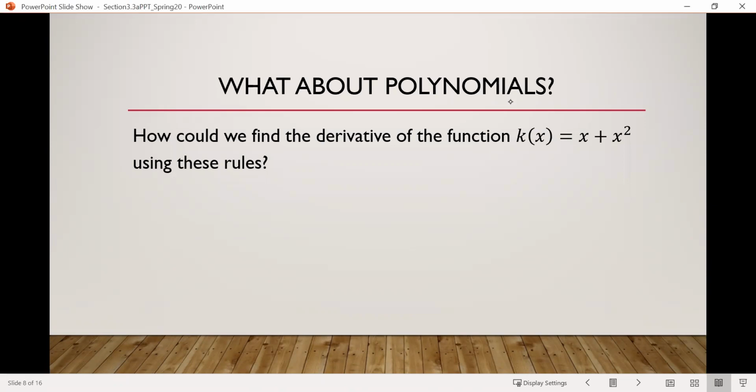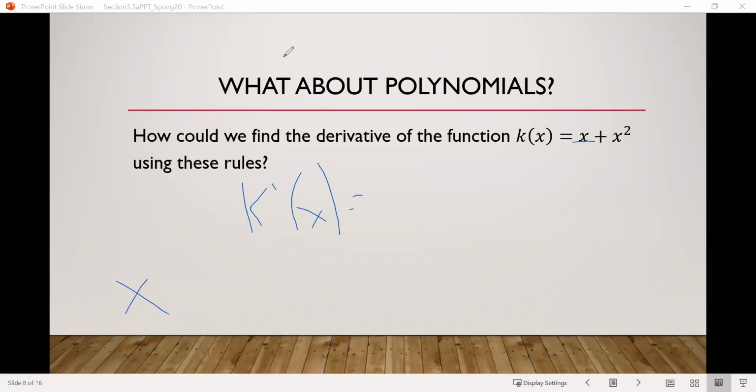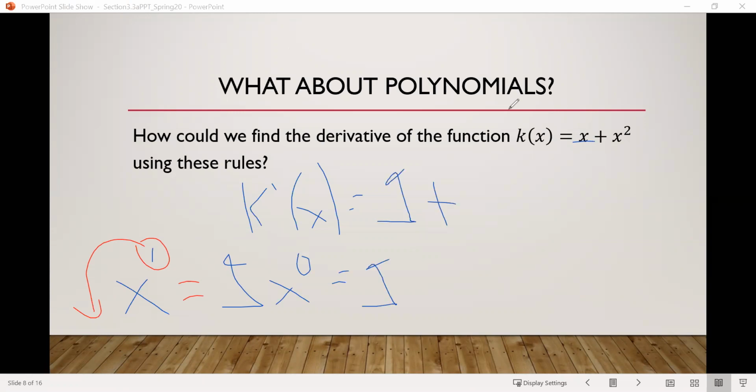So one way to do this is k prime of x is the derivative of the first thing here, which is just x. Let's think about that for a second. We're going to use our power rule. What is x to a power? Well, that's x to the first. So if we use our derivative rules, it means move this down and then subtract 1 from it. So this would become 1 times x to the 0. But remember, what's x to the 0? That's 1. So this just becomes 1. So 1 plus, and then we're taking the derivative of x squared, which we just saw is 2x. So our derivative here, k prime of x, would be 1 plus 2x.